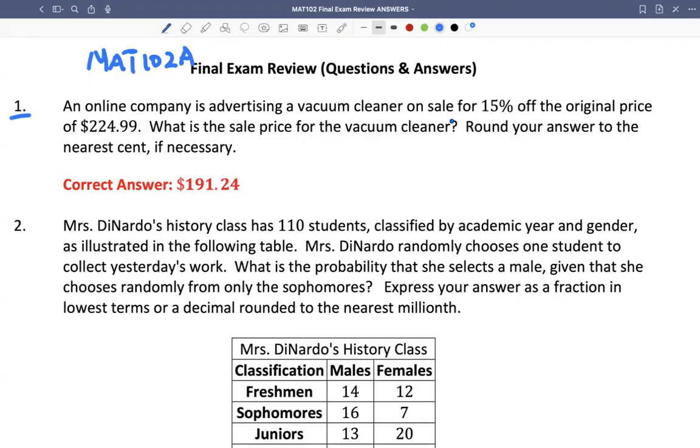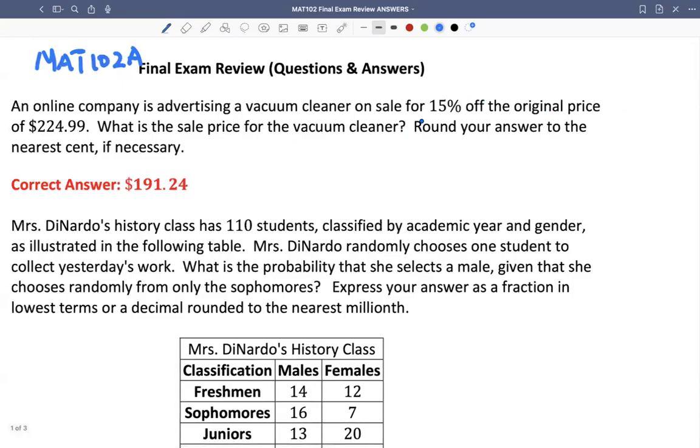So a company sells something for 15% off the original price. The original price is $224.99. So we're asking for the sale price, right? We want to round it to the cent. So we just multiply.